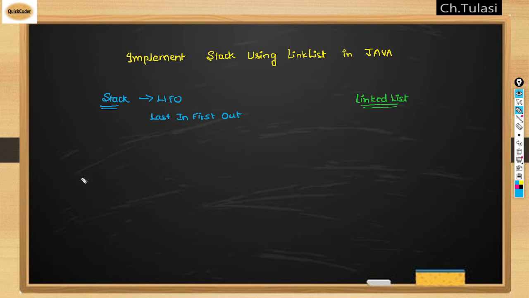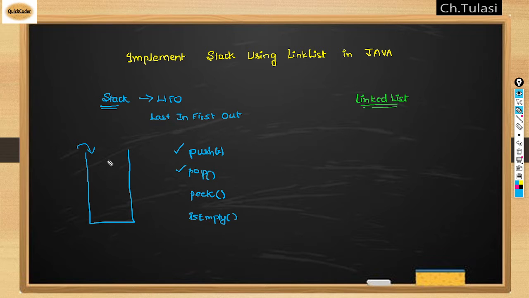Likewise, a stack provides some operations like push, pop, peek and isEmpty. These are some of the methods that we implement on this stack. Push is used to insert an element into the stack. For example, if this is the stack and you want to insert some elements, then you will call the push method with some data.